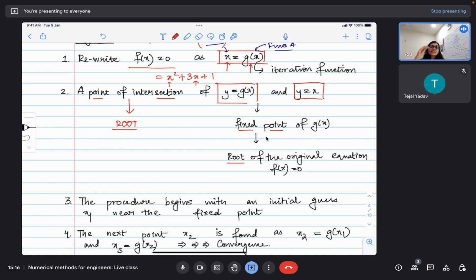The initial guess that we take lies somewhere close to this fixed point, got by the intersection of the two graphs. I'll tell you more about what the initial guess is, how we get it, and all of that.